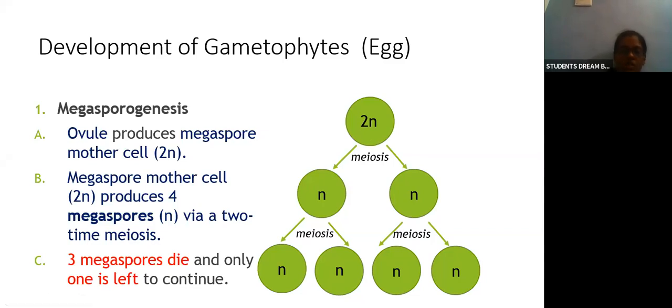2 times meiosis will occur and 4 megaspores will be formed, and 3 of these megaspores will die and only 1 will be left. Clear?